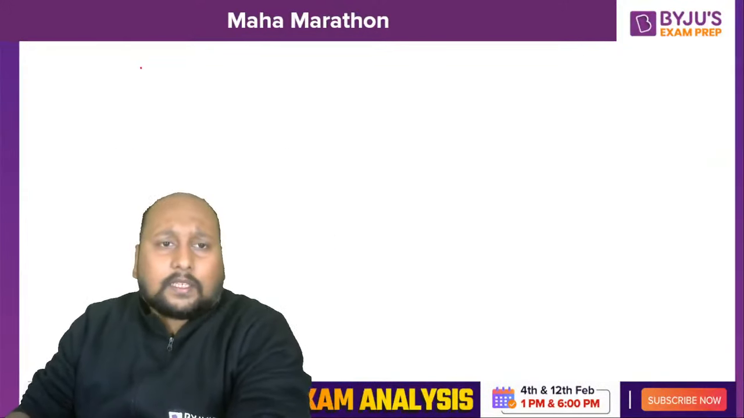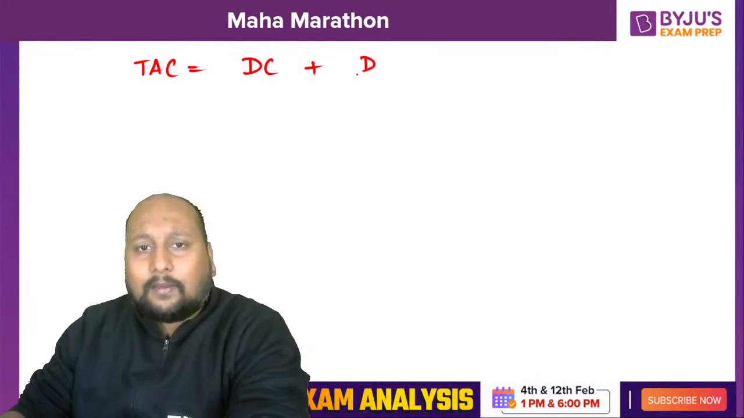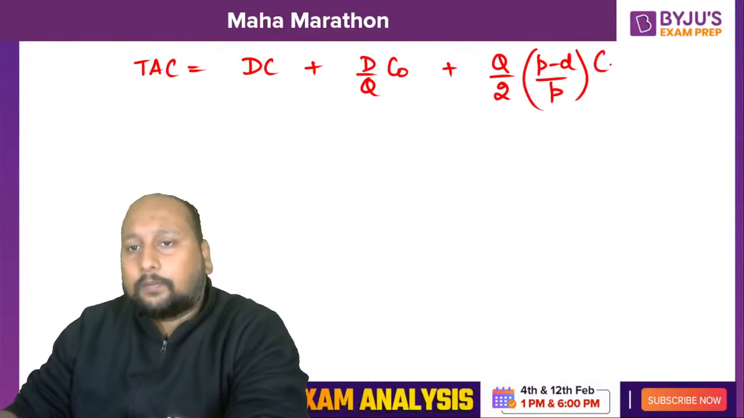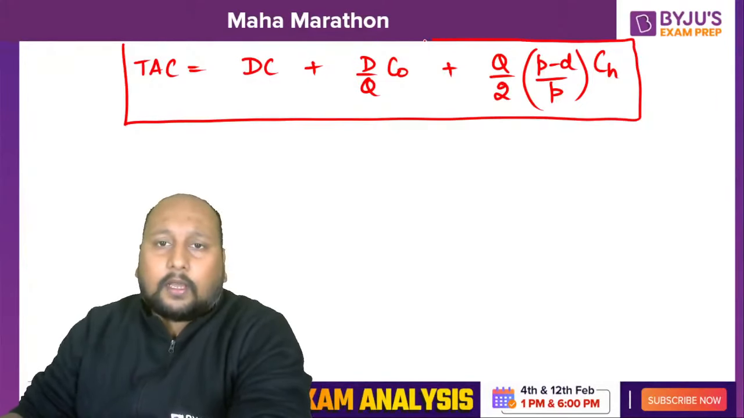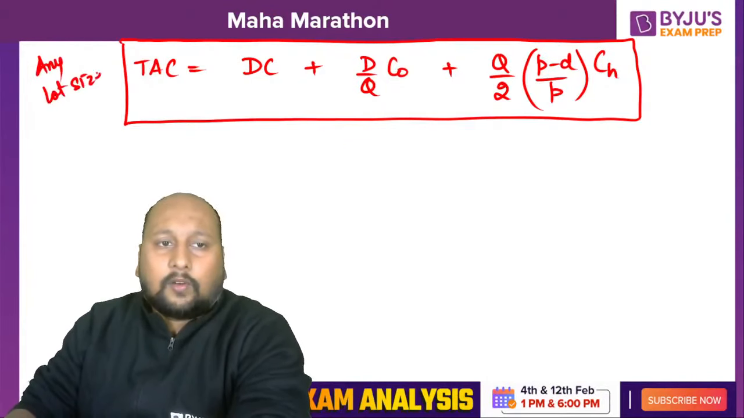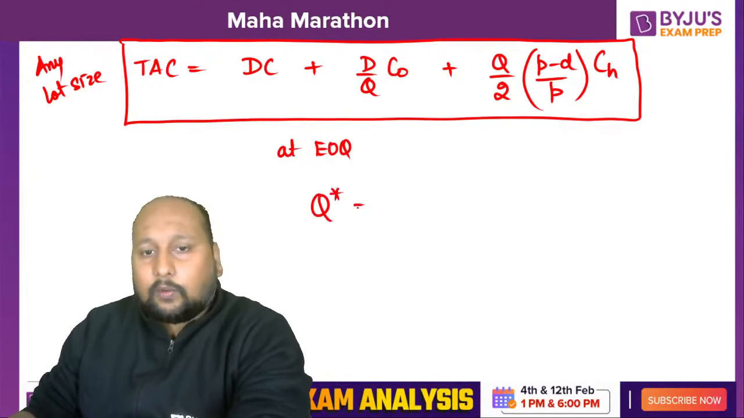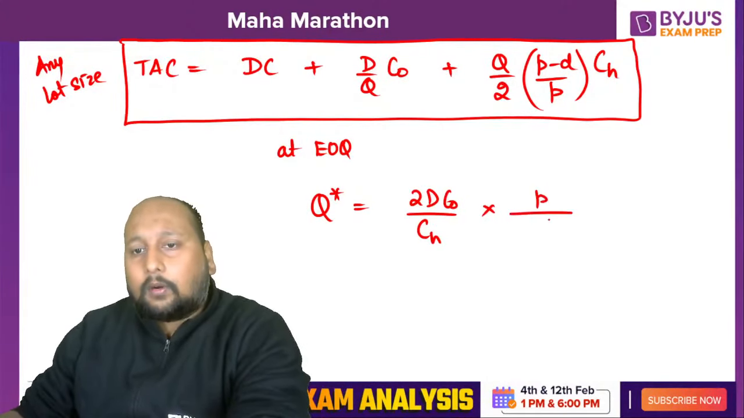Right. So in this case, if I try to calculate the total annual cost, that is equal to purchase cost plus setup cost, which is D by Q into CO, plus holding cost, which is Q by 2 into P minus D by P into CH. Okay. This is the only difference. This is for any lot size. So if I want to calculate for EOQ, the economic order quantity, Q star is equal to root of 2D CO by CH into P upon P minus D.